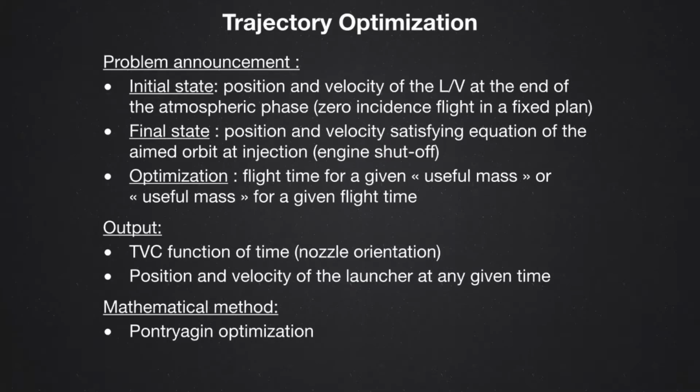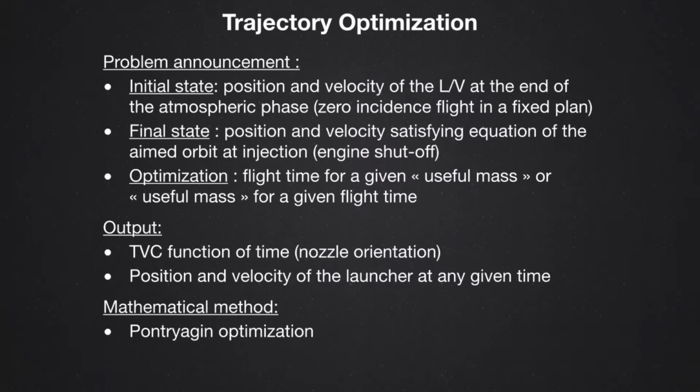orbital injection. So when there is the shut-off of the engine, you need to be in GTO. This is what you want, because in GTO you know that after a few hours you're going to be at GEO altitude, and then you're going to get to the apogee burn. Okay? The optimization is the flight time for a given mass, or, and this is what happens most of the time, they use full mass for a given flight time.